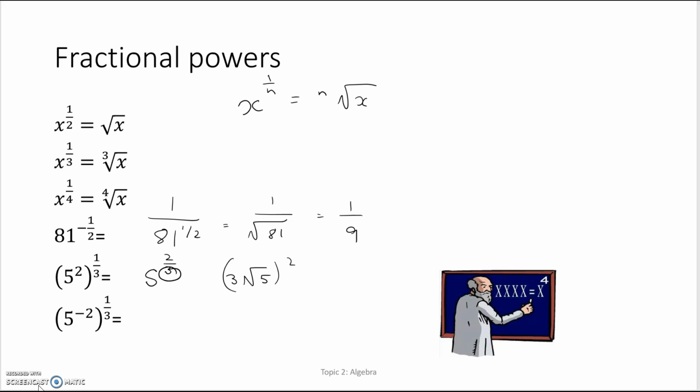So this is the root, and this is the power. The last question on the sheet is 5 to the power of negative 2 times a third, which is equal to 5 to the power of negative 2/3, which is 1 over 5 to the power of 2/3 if we need it like that.